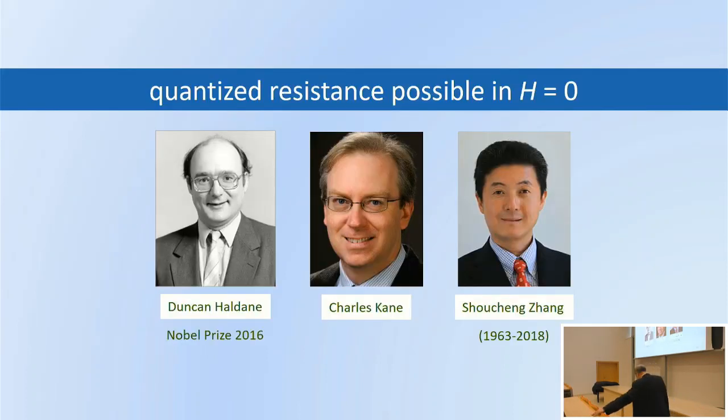But this was beautiful. We can go to low magnetic field. But the question is, can we go to zero magnetic field and have resistance quantization? And this gentleman theoretically showed that it's possible, that we can find materials, topological materials, in which these edge states, which produce this quantized resistance, exist.